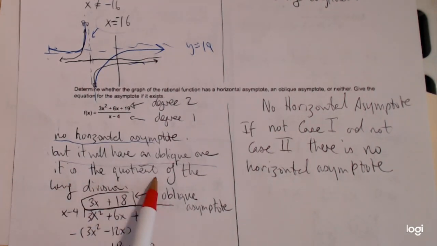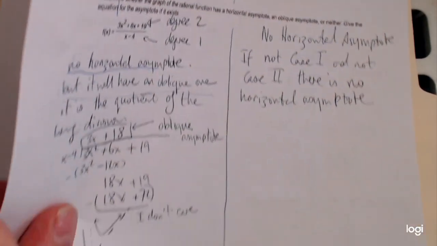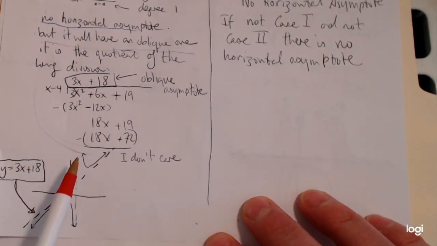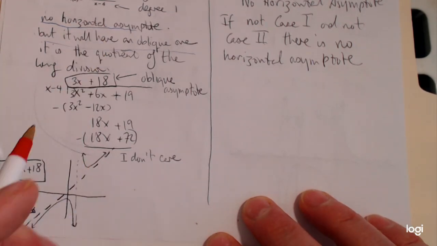It is the quotient of the long division. So I go ahead and do my long division, and here is my oblique asymptote. You can see I've graphed it right here. And here is my vertical asymptote of 4.